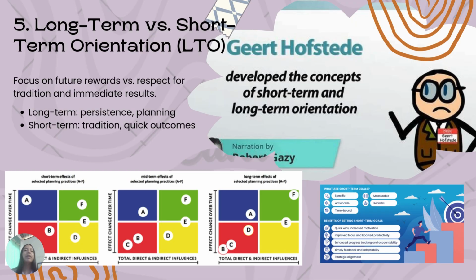The number five is long-term versus short-term orientation. Long-term-oriented cultures plan for the future and value perseverance. Short-term-oriented cultures respect traditions and focus on fulfilling social obligations.